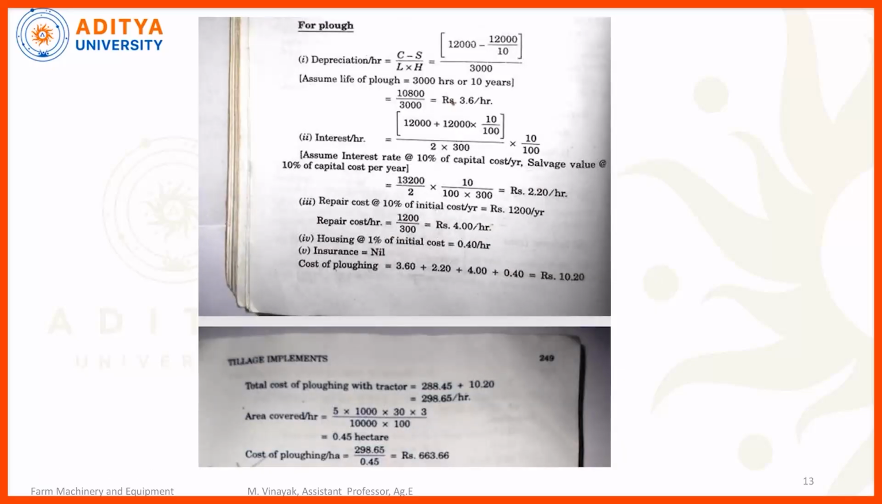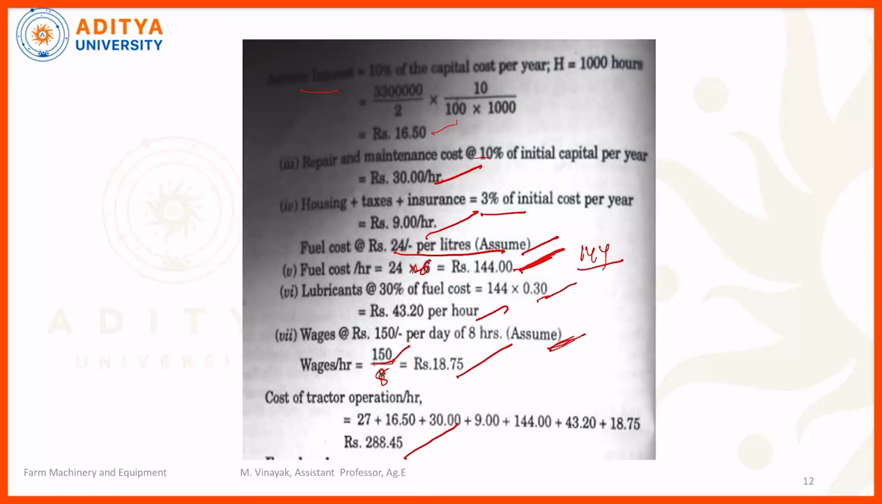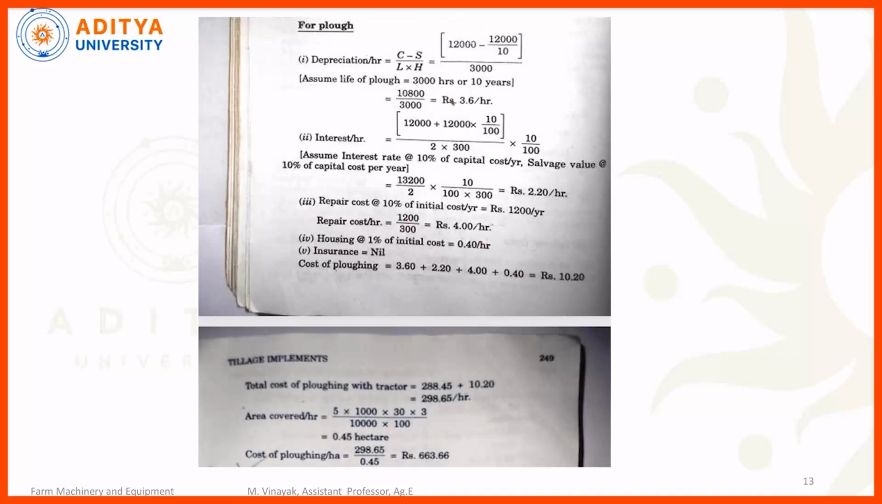Up to now we have calculated for the tractor only. Again we need to calculate for the implement. They have mentioned 12,000 rupees was required to purchase the plow. Again we need to calculate depreciation. The depreciation cost was 3.6 rupees per hour and the interest is 2.20 rupees per hour. Repair and maintenance is 4 rupees per hour. Housing cost is 0.40 rupees per hour.